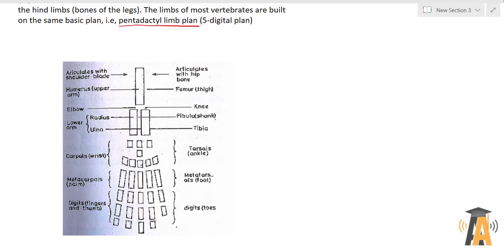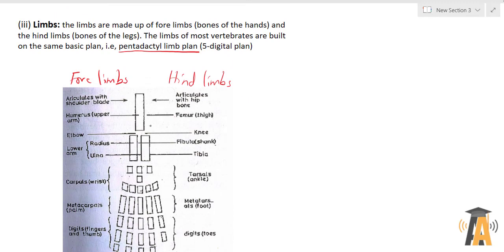So now we'll be considering this diagram. Now it's of 2 sides. Remember, we said the limbs is made up of the forelimbs and hind limbs. So if we divide this diagram vertically through, this side is the forelimbs, while this side is the hind limbs. Now for the forelimbs, we said they are the bones of the hands, while the hind limbs are the bones of the legs. So you can see them.